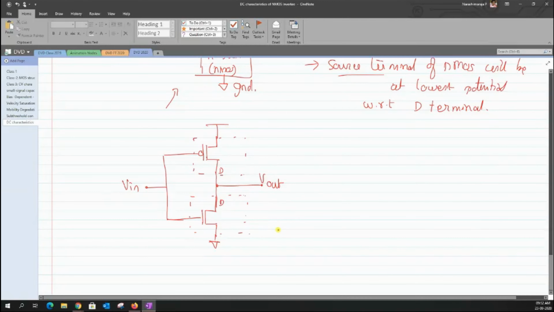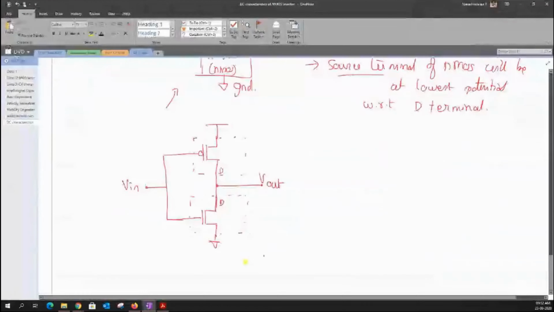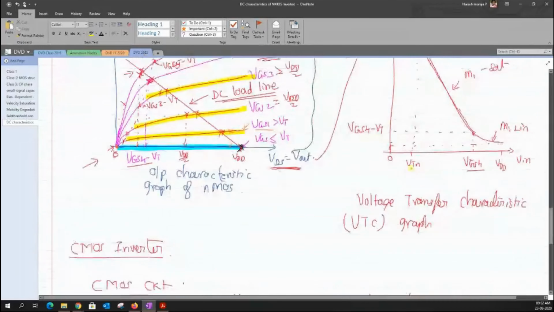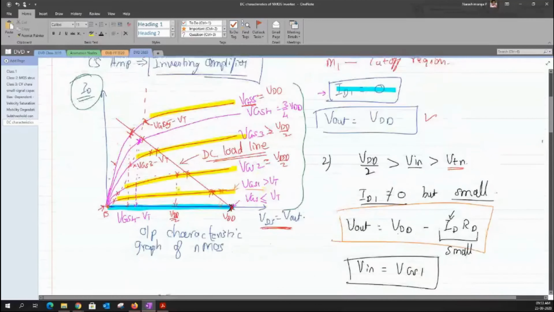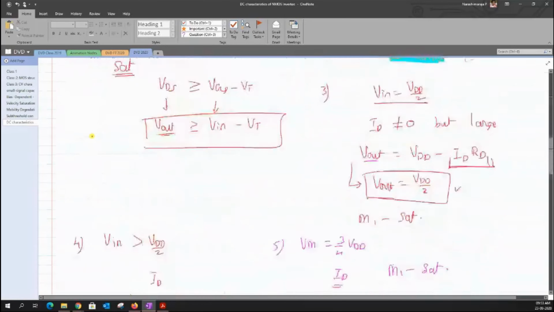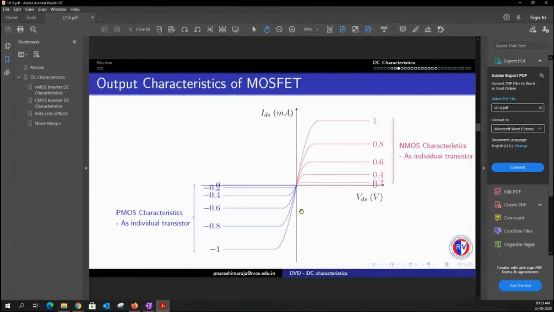So now, in this case, we have just plotted the output characteristic graph. The way we ended up with this VTC graph is that we started with the output characteristic graph, removed the variable ID, utilized Vin on the x-axis, and swapped Vout onto the y-axis. The same similar logic we will apply in order to get the VTC graph for the CMOS inverter. So we begin with the discussion of this output characteristic graph.